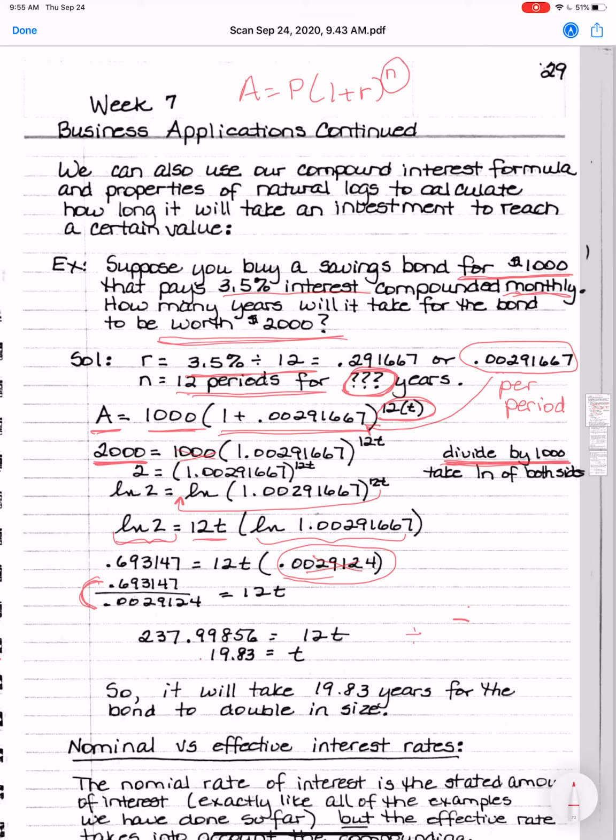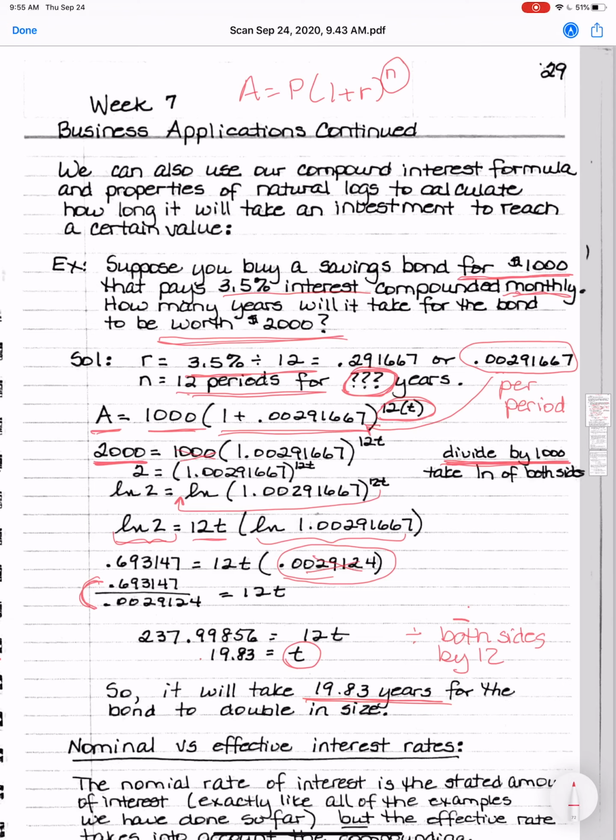And then you can divide both sides by 12, and you have t. So in other words, it is going to take you 19.83 years for the bond to double in its size.